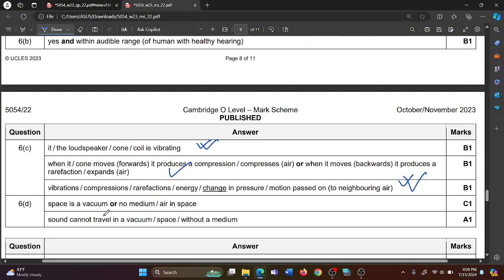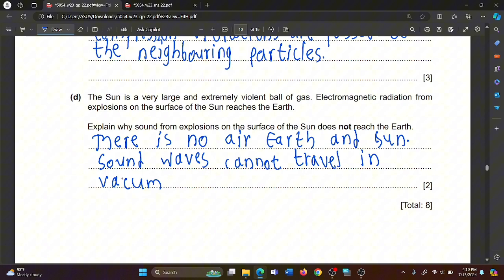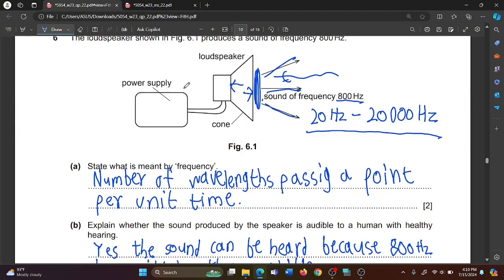Now let's look at the mark scheme. Okay, so space is a vacuum. Space means the space between Earth and Sun. There is a vacuum or no air, medium or air. So we wrote no air. So we got the first mark. And sound cannot travel in space, vacuum. Yes, we wrote sound cannot travel in vacuum. Thus we got this mark as well. There is a double tick. So we got full marks in question 6.